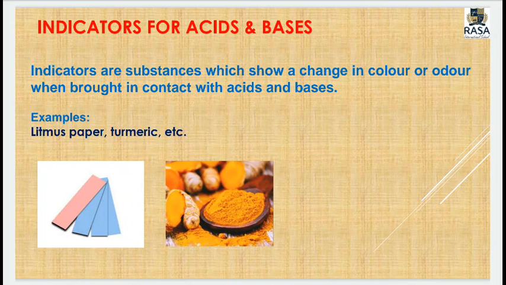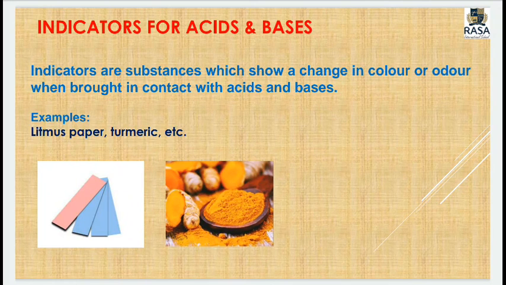Indicators are the substances which show a change in their color or smell or odor when they are brought in contact with acids and bases. इंडिकेटर वो सब्सटेंस हैं जो अपनी कलर को या फिर अपनी स्मेल को चेंज करेंगे जब वो एसिड या बेस के कांटेक्ट में आएंगे. So it is very important.